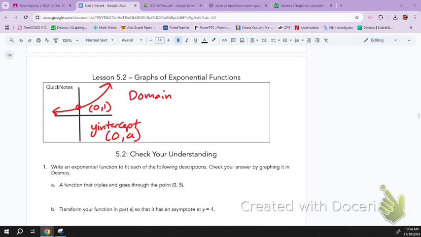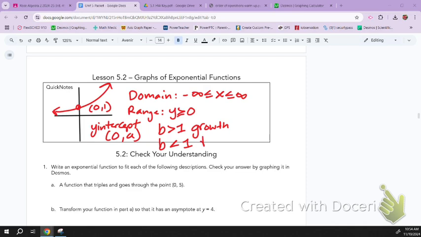The domain? What's the domain going to be for an exponential function? Negative infinity to positive infinity. What's the range? y is greater than or equal to 0. When b is greater than 1, we have growth. When b is less than 1, we have decay.